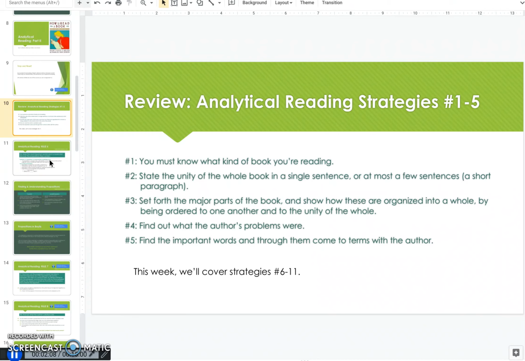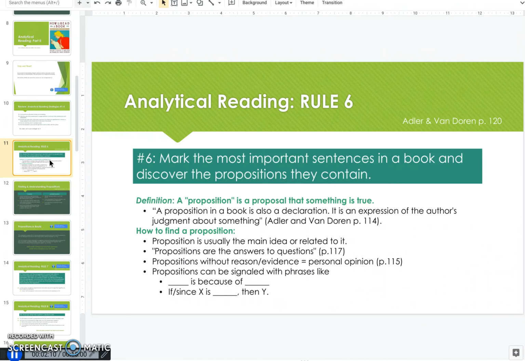All right, so whether you did that activity or not, let's start with Rule 6. Rule 6 in analytical reading is mark the most important sentences in a book and discover the propositions they contain. All right, so a proposition is a proposal that something is true. Adler and Van Doren define it this way: a proposition in a book is also a declaration. It is an expression of the author's judgment about something. So a book can contain multiple propositions.